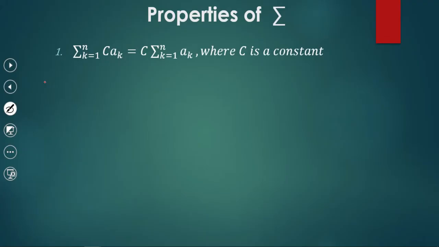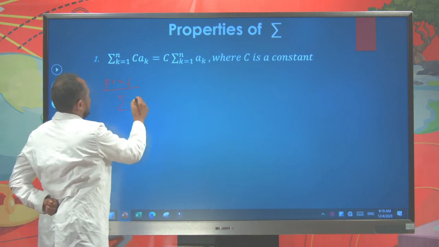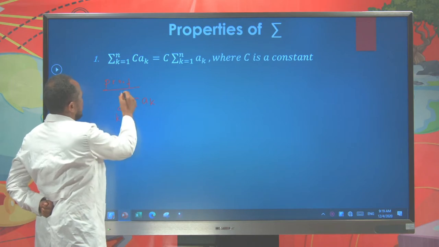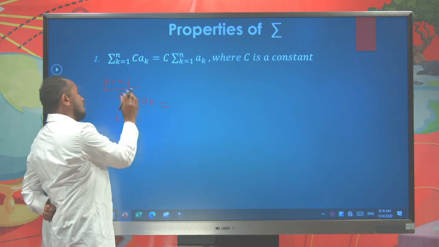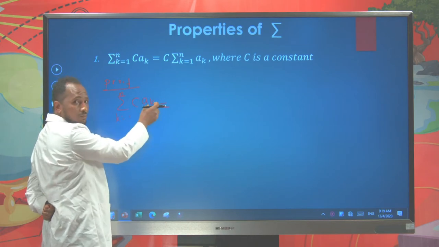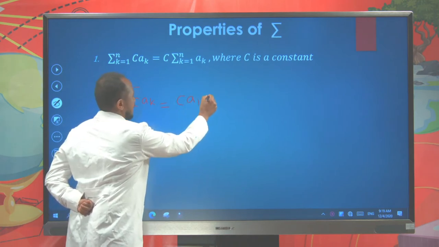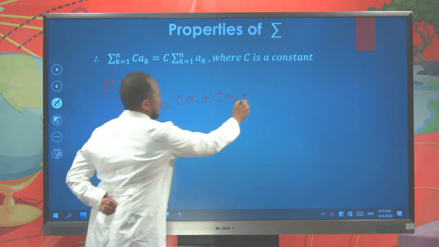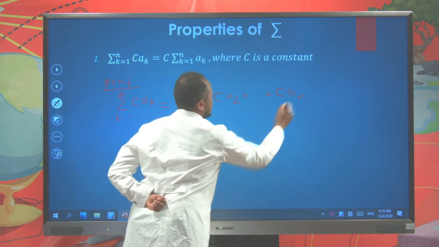To prove this property, let's start with the proof. The summation of c times a_k, k starts from 1 up to n, is equal to, simply, the terms of the sequence starting from the first term up to the nth term. Put 1 first in place of k, and you get c times a_1, plus the next term, c times a_2, plus the next term, and it goes on like this up to c times the nth term, c times a_n.